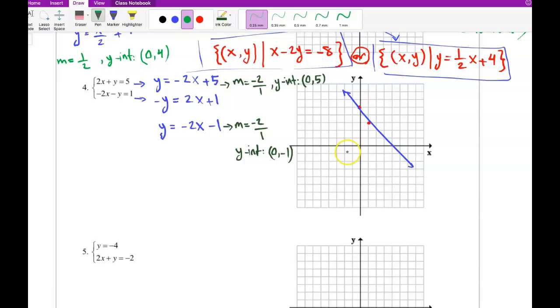And now here we have 0, negative 1. Again, same slope, negative 2, positive 1. And connect these two. Here we have parallel lines because we have same slope but different y-intercept, so no solution.